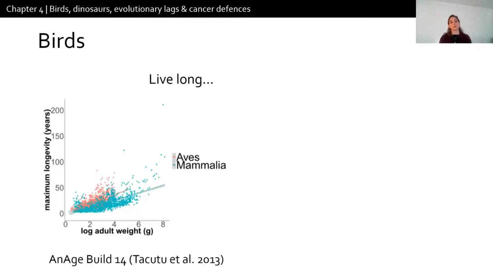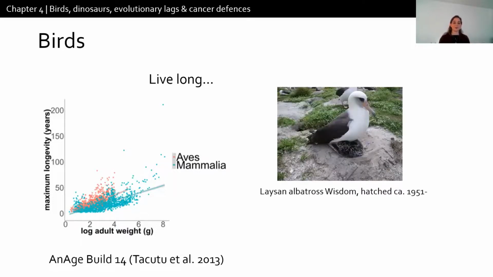We are also interested in birds because they live longer than similar sized mammals. So here on the x-axis, we have adult weight, and the y-axis is the maximum longevity, and in red are the birds and blue are the mammals. And you can see that birds live longer than mammals of similar size. And there are some interesting anecdotal examples of this as well.